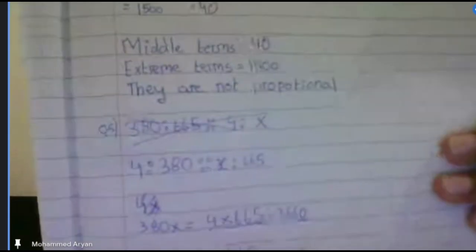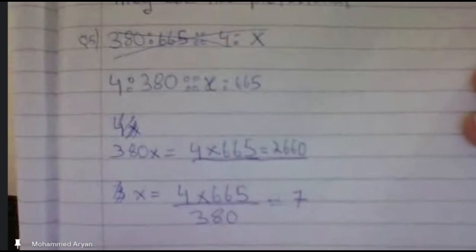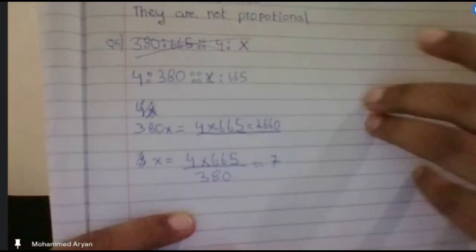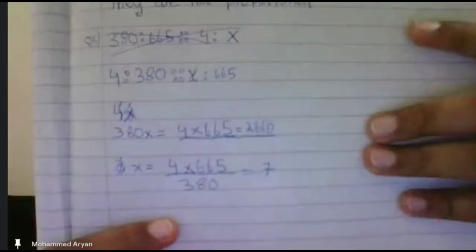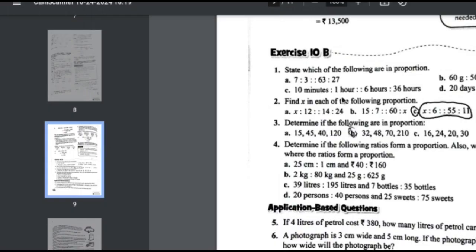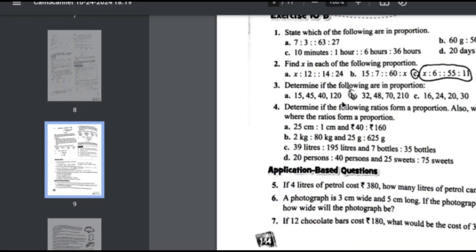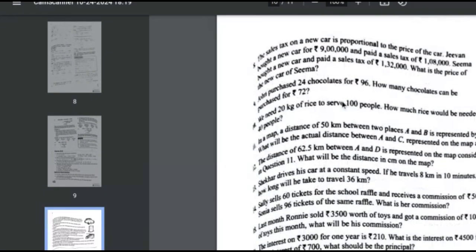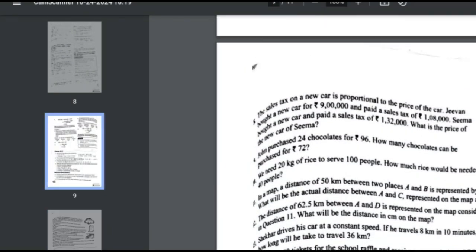Yes, that is the correct answer. 7 is correct. Show it to the screen. You did the cross multiplication and divided by 380. Yes, exactly, Aryan. That is the correct answer. Well done. Very good. I think all of the problems are like this. They will have 3 different values and we have to find the missing number. Do you have any question in this exercise, Aryan?